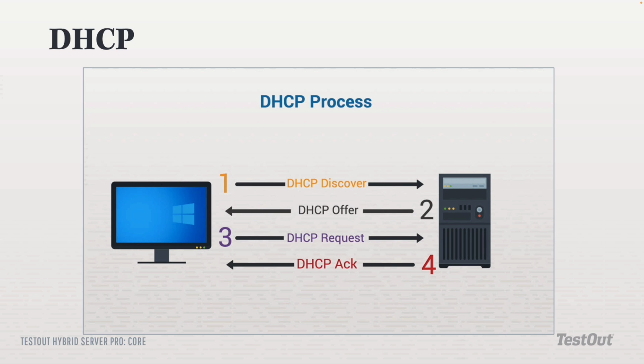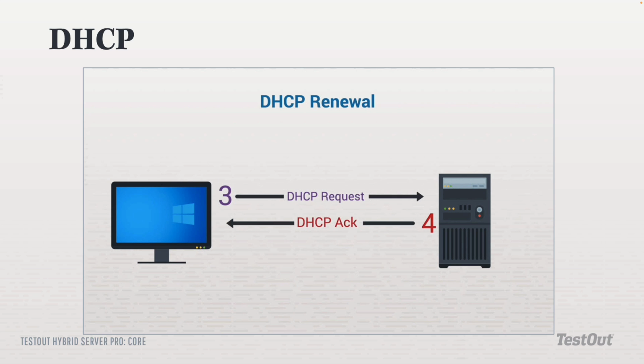We have the first one, which is the discover packet is sent out. We then have our DHCP server sending an offer back. Then the request comes in from the client that says, hey, I need an IP address. And the server will then send back that acknowledgement, okay? When we're doing a renewal, we have the request and then the acknowledge. So it's just doing the RA part because it already knows the DHCP server.